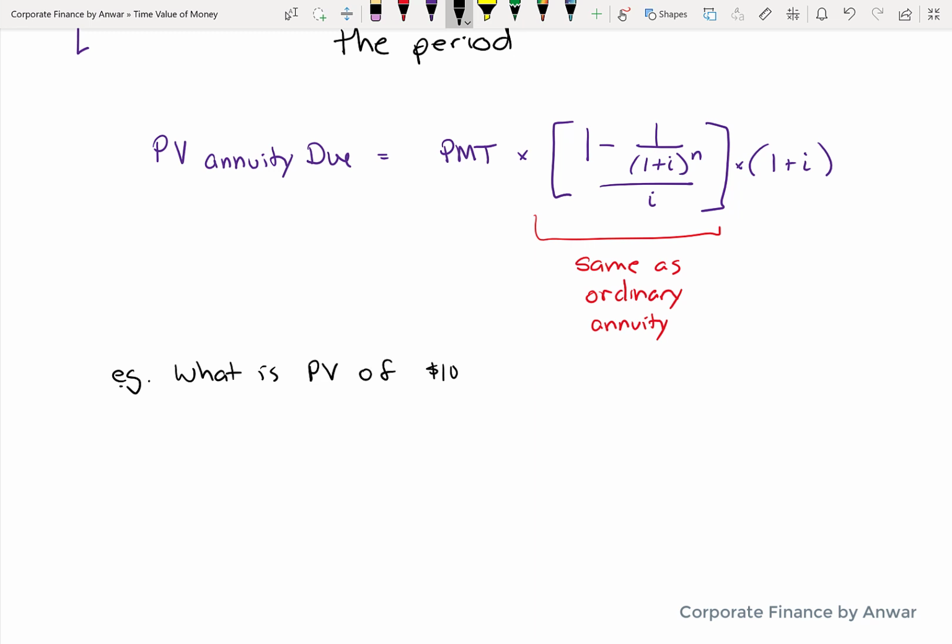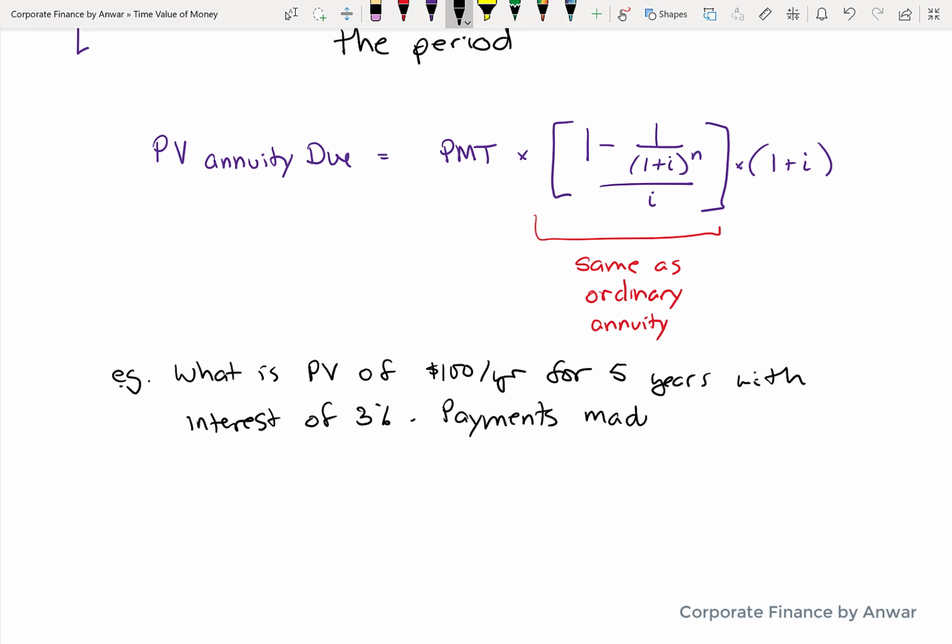So if we were to do an example to calculate one of these, let's look at a situation where we're trying to calculate the present value of $100 a year for 5 years. So same as last time, and this time it's going to be an annuity due. So the payments are going to be made at the beginning of the year, and the interest or inflation, whatever you want to call it, is 3%. And that's the discount rate that we're going to be using.